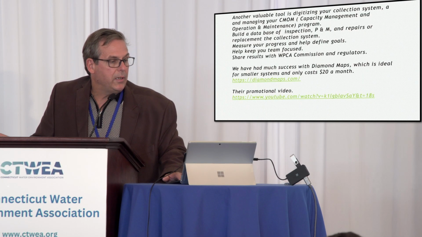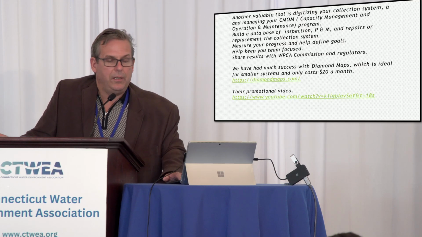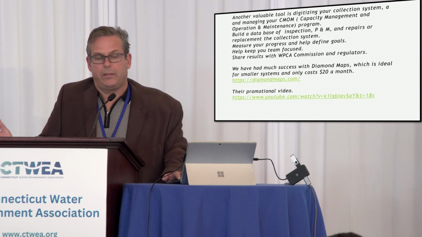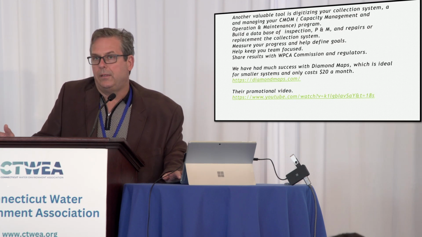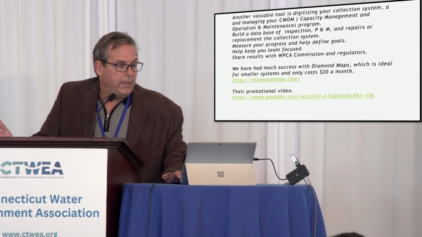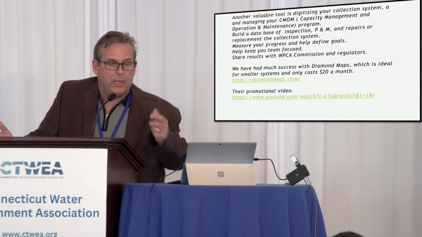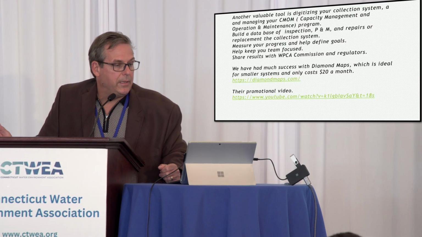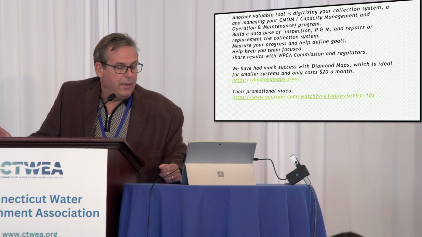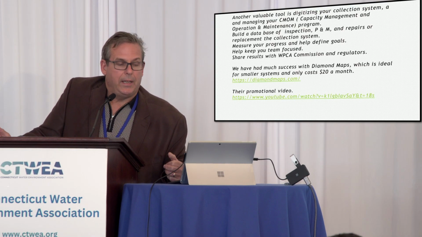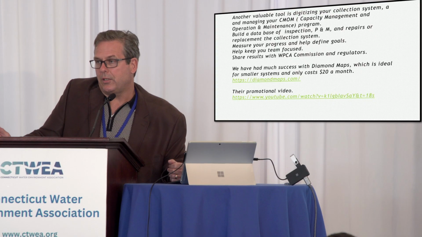And then the other thing I want to talk about is digitizing your collection system. For a small system like us, we don't have the same system that, like, the city of Waterbury would have, but we did find out, and John can speak to this because they actually turned it on to us, this system called Diamond Maps. And we pay $20 a month for the cloud servicing, and we can basically digitize our collection system.